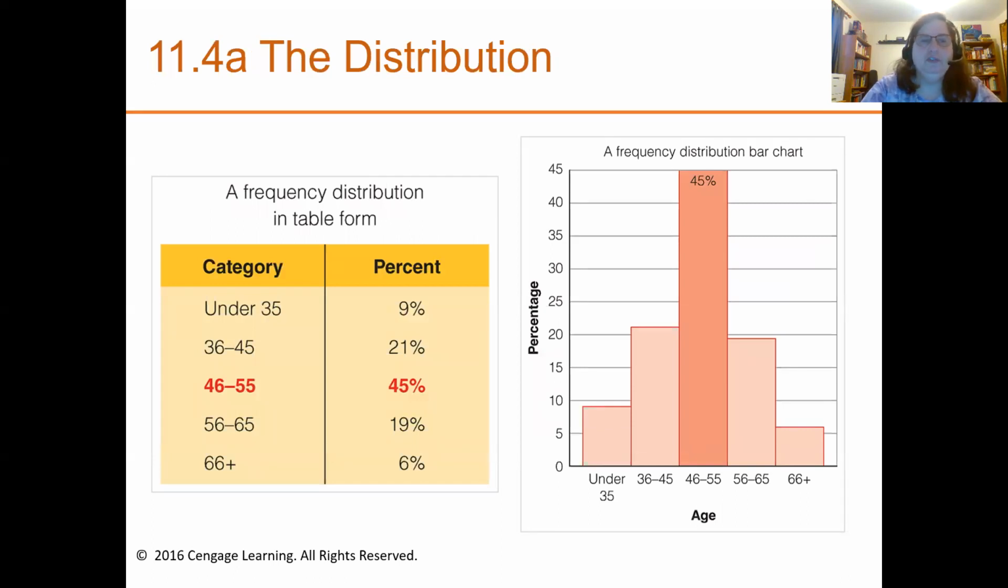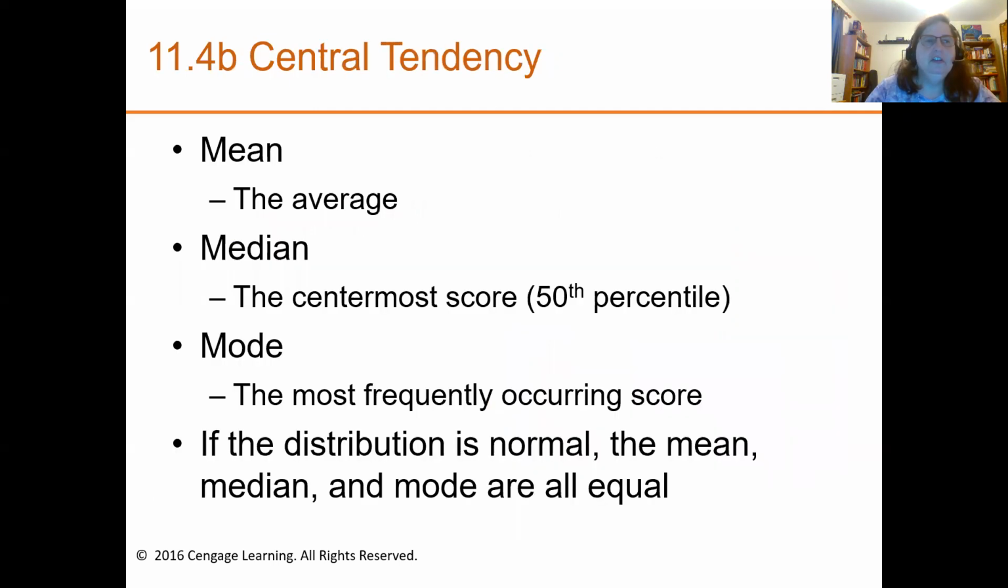The distribution, right? You're looking at your frequencies in table and in graph format by getting the histogram. All this can be done using the frequencies command. Now central tendency. You can actually do this using the frequencies command with the statistics option as well, or you can do it under descriptives, I believe, as well.